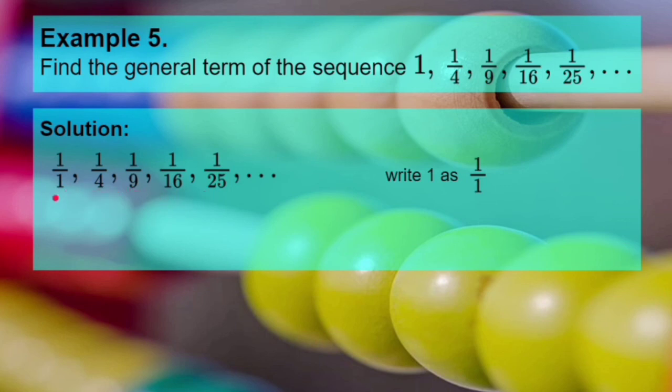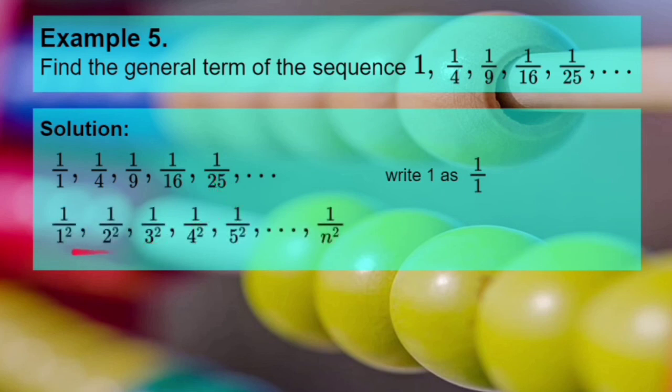Okay, so for the first term, we have 1 square. 4 is the square of 2. 9 is the square of 3 or 3 square. 16 is 4 square. And 25 is 5 square. So, we now get the pattern as 1 over n square. Since the base 1, 2, 3, 4, 5 is the same as the number of terms.